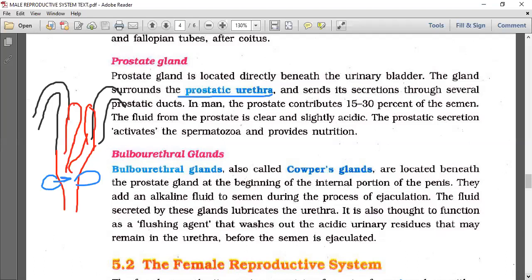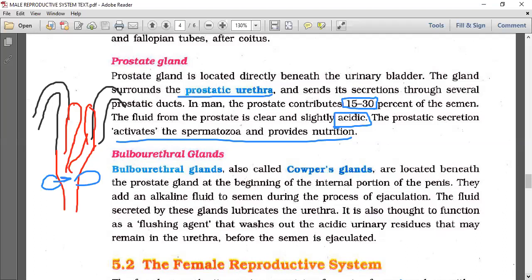In man, the function. So here the contribution wise, we said the seminal vesicle contributes already 60% of the semen. Here, 15 to 30% of the semen contribution is done by the secretions of the prostate gland. The secretion is slightly acidic. The prostate secretion activates the spermatozoa and also participates in nutrition.